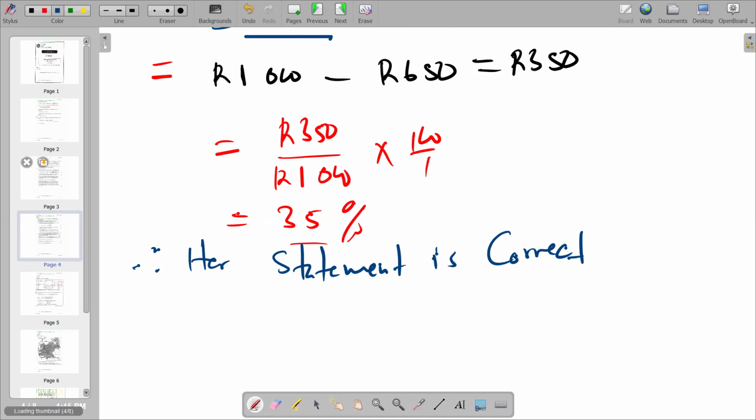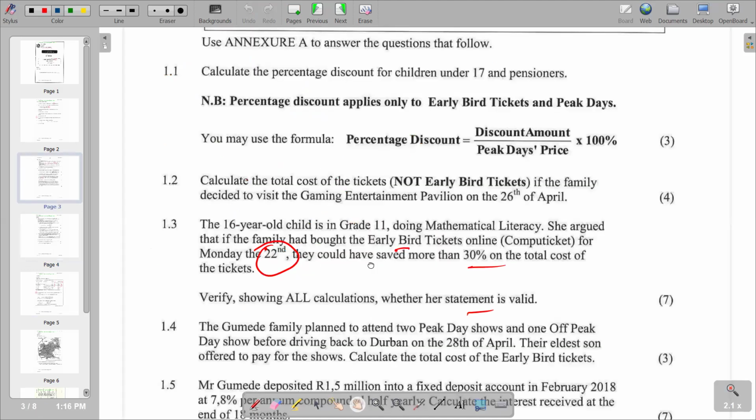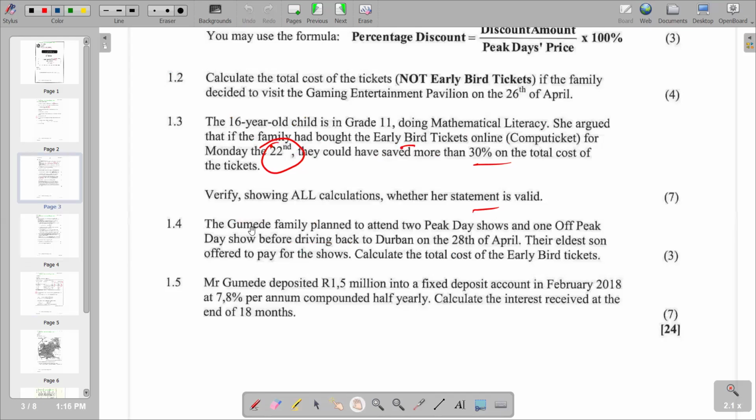So I'm going to the next question that we have, which is going to be the question 1.4. The Gumede family planned to attend 2 peak days. So we take note of what we have there. We have 2 peak days and 1 off-peak day before driving back to Durban.